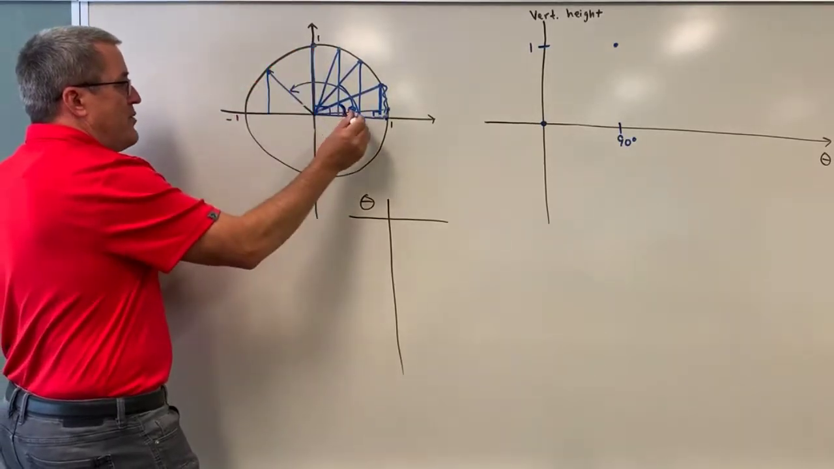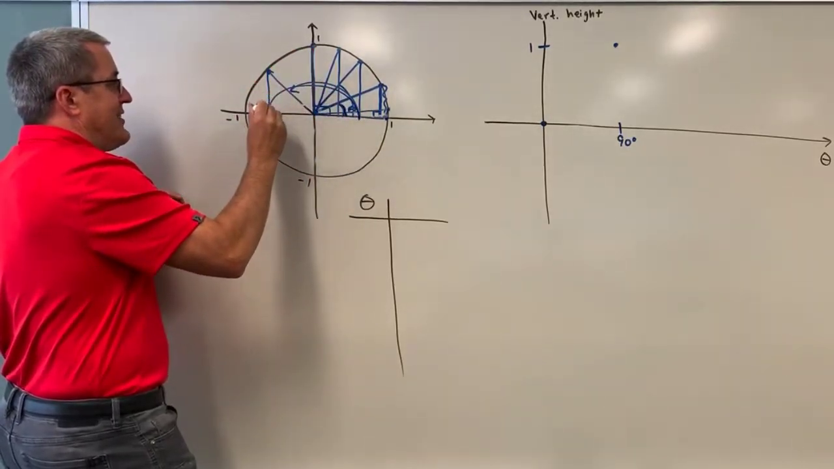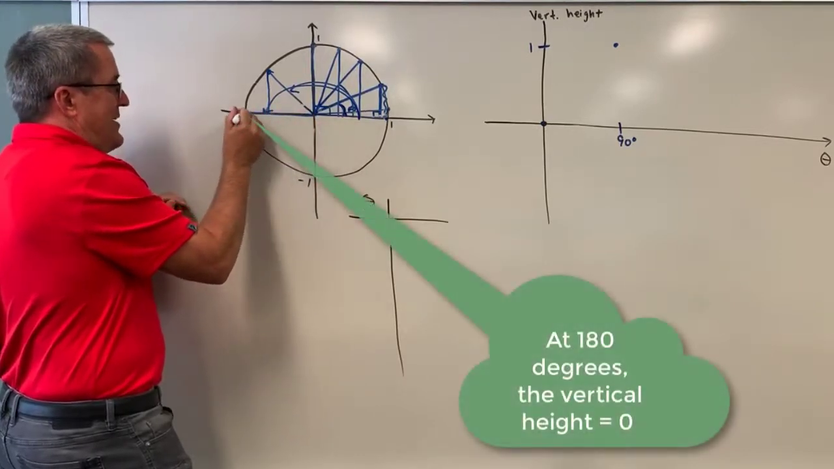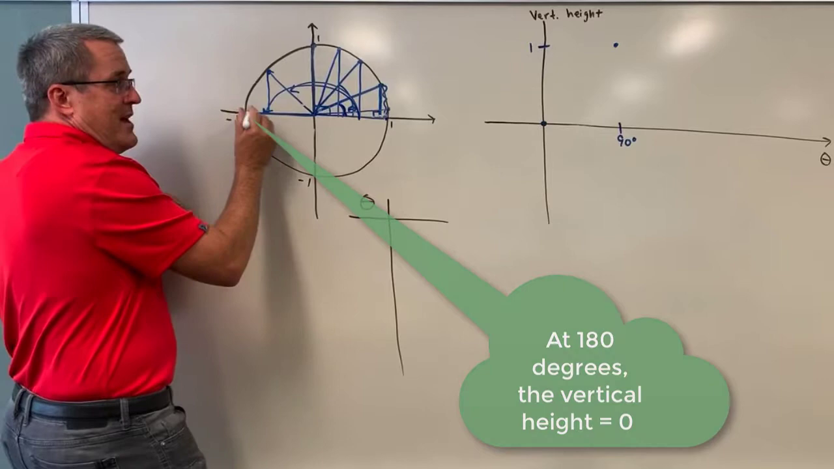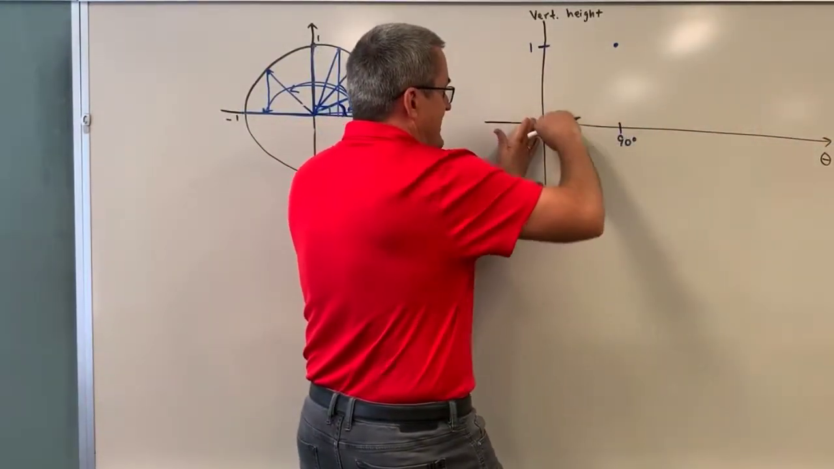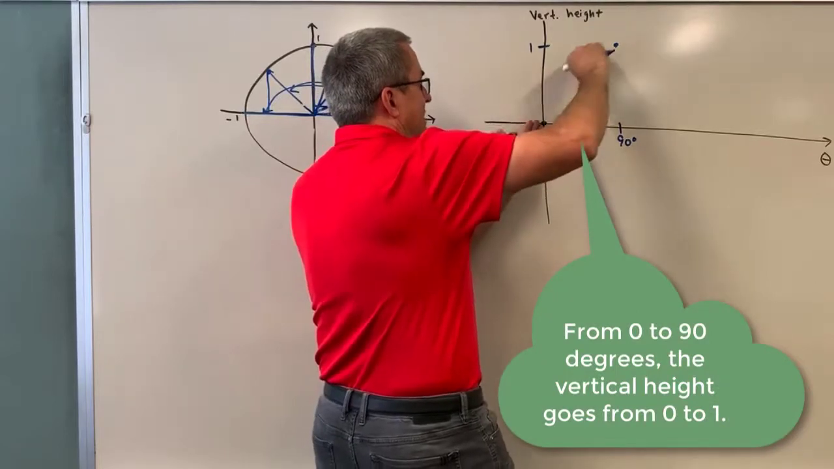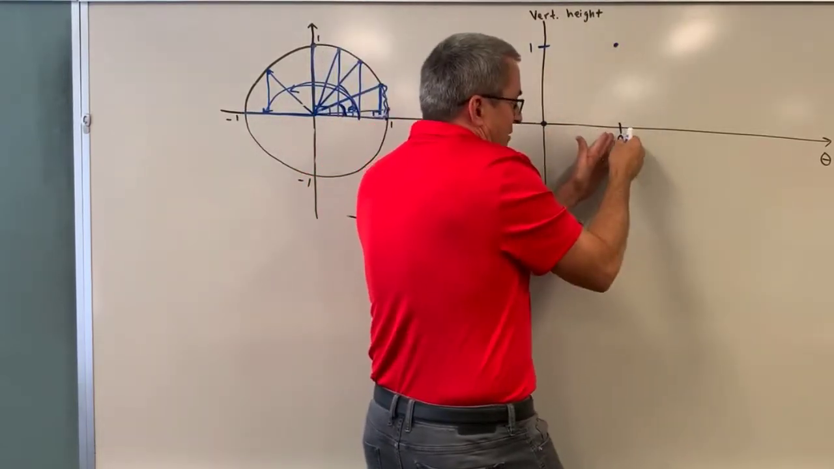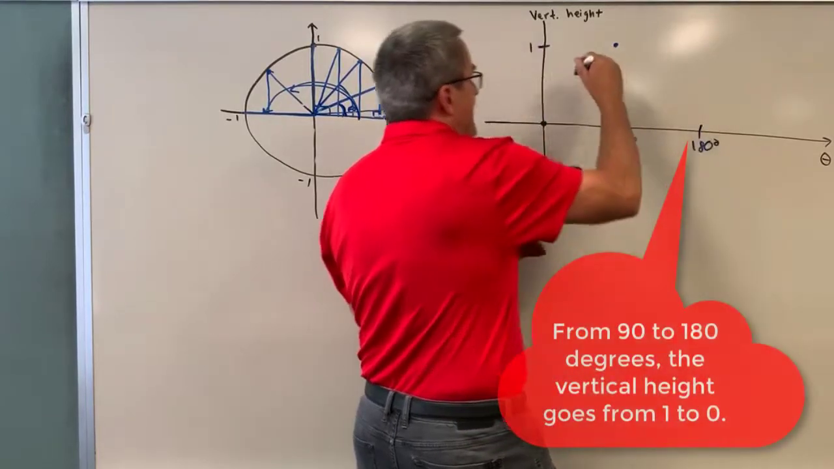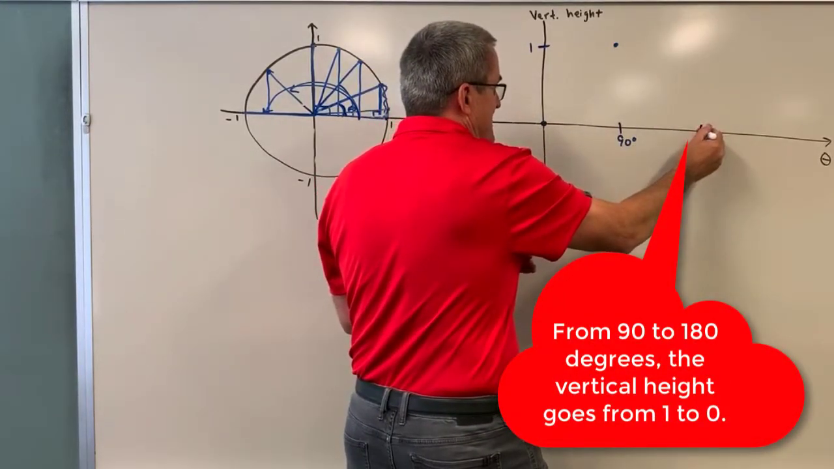In fact, if we rotate 180 degrees, the sort of triangle we would create would have a vertical height of 0. So as angle theta increases from 0 to 90 degrees, the measure of that vertical height is going to increase to 1. As the angle theta increases from 90 to 180 degrees, that vertical height is going to decrease back down to 0.